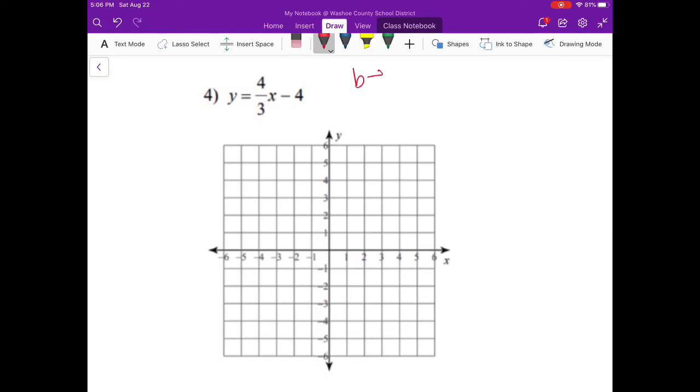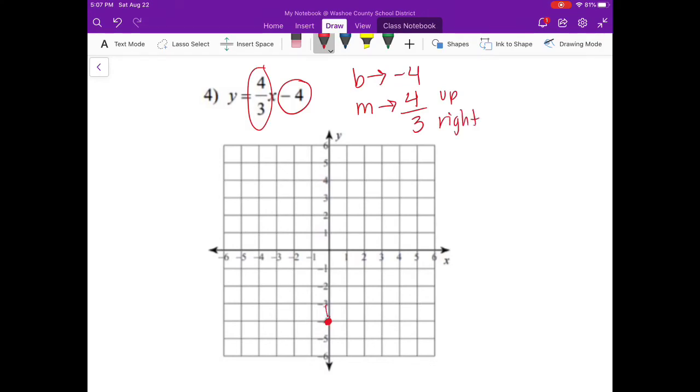Okay, last one here. My y-intercept, bring that sign with you, it's -4. So you go down to -4. And my slope this time is a fraction, 4 over 3. So I'm going to go up 4 and right 3 to plot additional points.